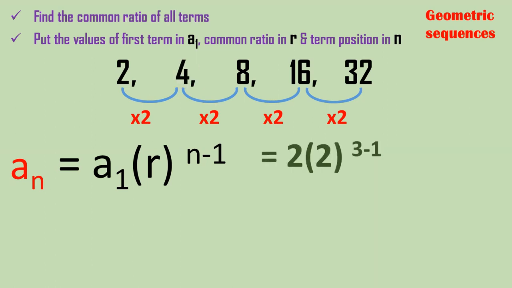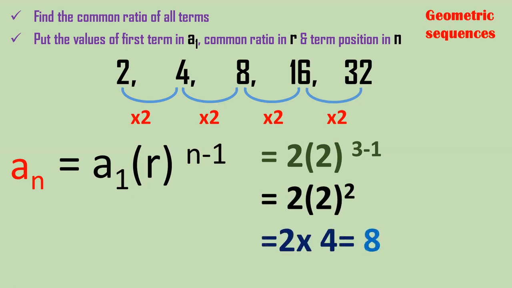In the same way, if I replace n is equal to 3 here, so we are looking for the number 8. The answer is supposed to be 8 here. So that is 3 minus 1, this is going to be 2. And 2 raised to the power 2 is going to be 4. And 4 multiplied by 2 is equal to 8. This is my third term value.